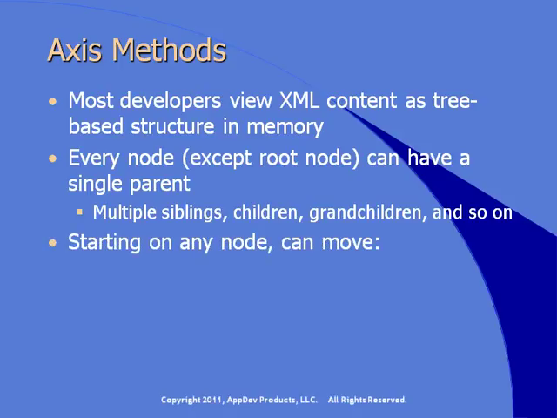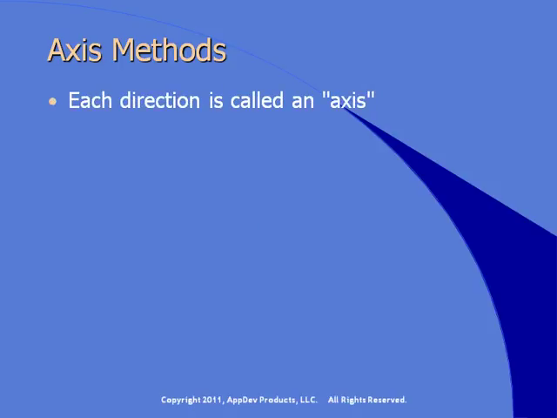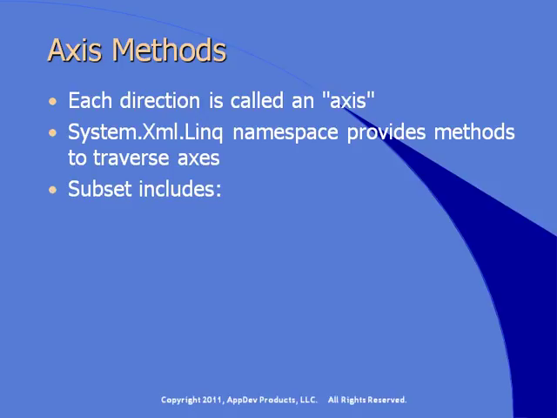Starting on any node, you can move up to a parent, except for that root node, down to any child or grandchild, or horizontally to a sibling, and you can also retrieve an attribute, which is much the same as retrieving information about the node itself. Each direction that I just mentioned is called an axis. The System.Xml.Linq namespace provides methods you can use to traverse these axes. Here's a subset of what you have.